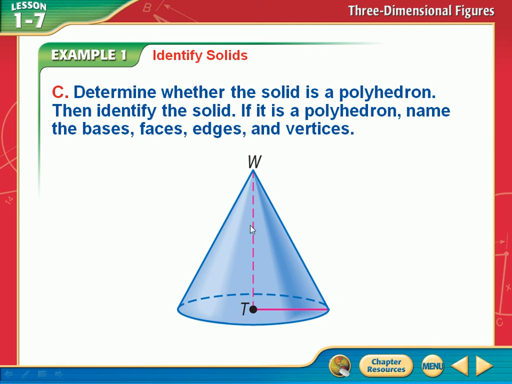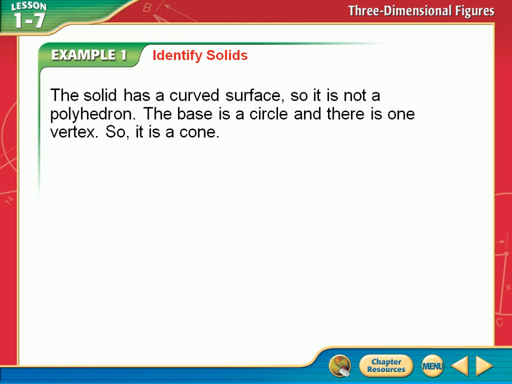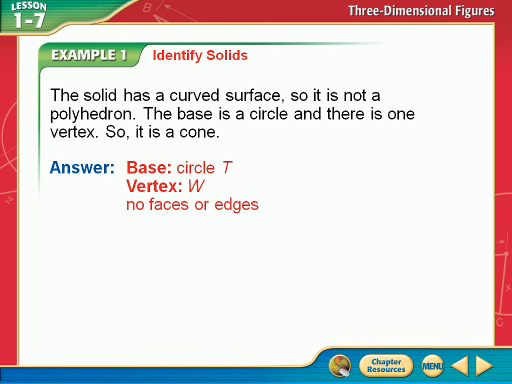So it just says identify it. Well, it's a cone. That's all you got to do. It says if it's a polyhedron, name all those other things. Well, I don't have to do that, do I? Because it's not a polyhedron, so I'm good to go. Let's see what they say. The base is a circle. There's one vertex, so it's a cone, all right?